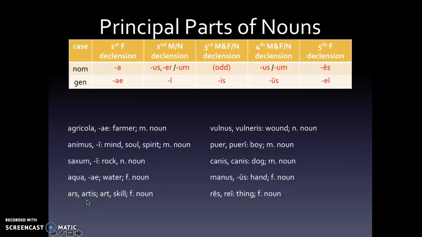Now, the reason why the genitive is the second entry is because the genitive is the only case where it is unique across the board. So if you see an AE as the genitive singular, you know it's first declension. An accented I, you know it is second declension, and so on and so forth. Take a moment, pause the video, copy these down, and write which declension next to it that it is.